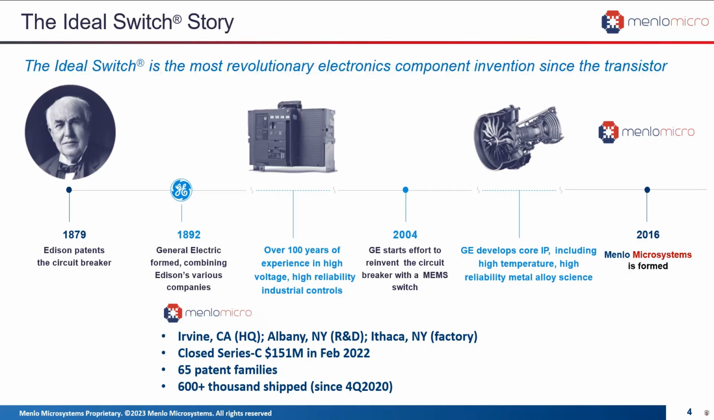After successfully overcoming the MEMS challenges, with the desire to expand into wider commercial opportunities, GE formed and spun off a startup company called Menlo Microsystems back in 2016, which is headquartered in Irvine, California, with R&D and factory in New York. To this date, Menlo has shipped over 600,000 Ideal Switches across industries such as test and measurement, aerospace and defense, telecom and wireless, consumer, and medical.